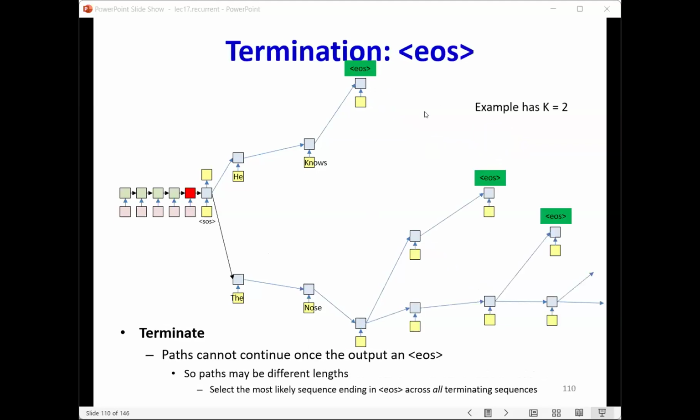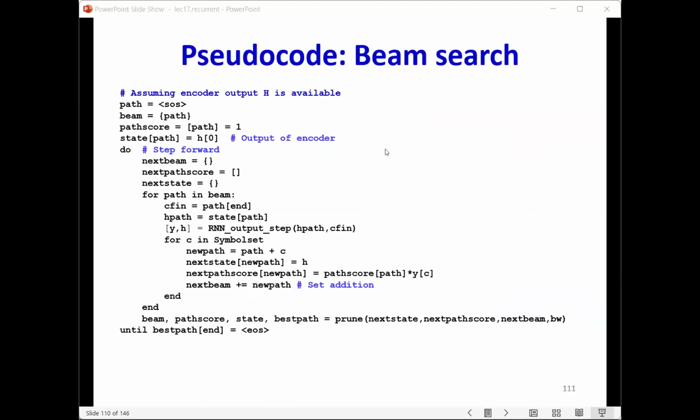So one of the things: paths cannot continue once you output an EOS. So this thing is never expanded. These are not expanded. And so the paths may be different lengths. You're going to have to pick the most likely sequence ending in an EOS across all terminating sequences. And that comes with its engineering problems, because this tends to have a bias towards shorter sequences.